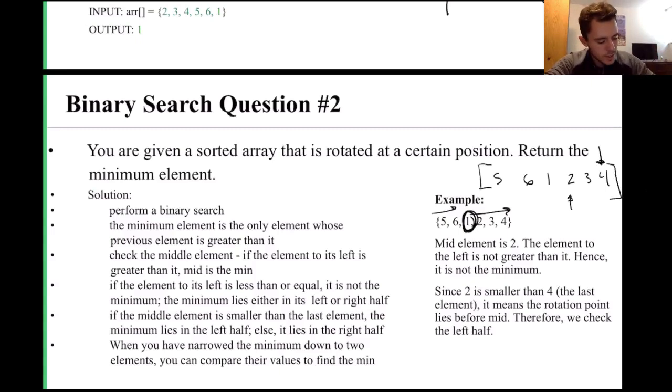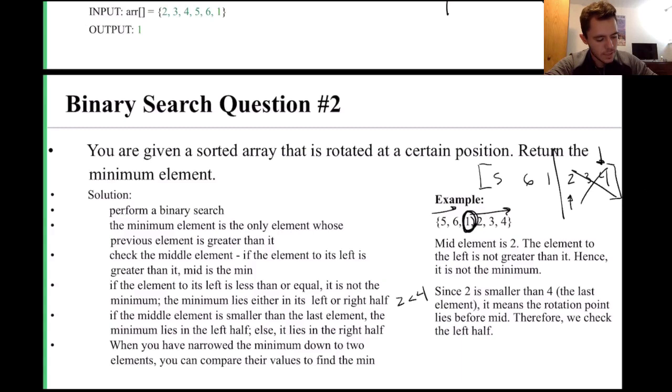So since 2 is smaller than 4, that means that we have to check the left side of the array. For terms of our search, we're going to more or less chop off this side of the array. We're going to look at the left side of the array, and then we're going to keep doing that until we get to the location that we're looking for.